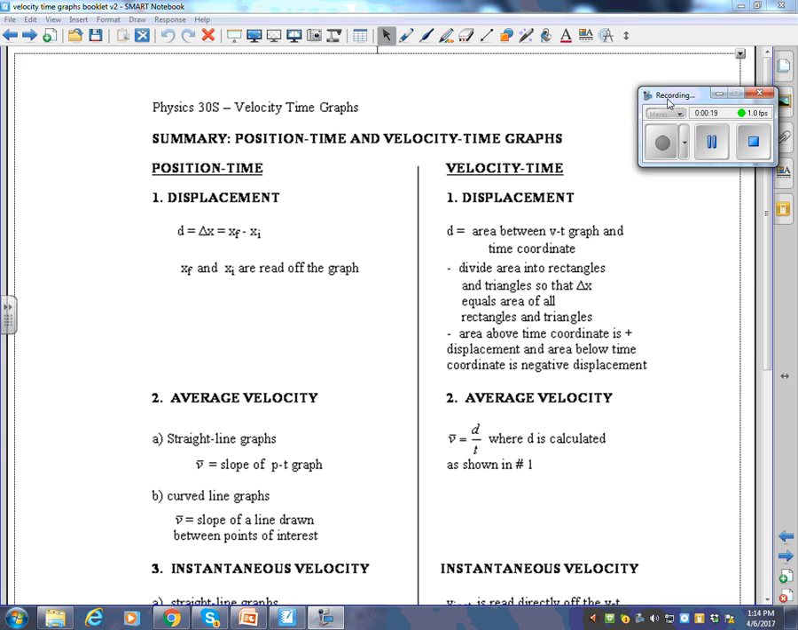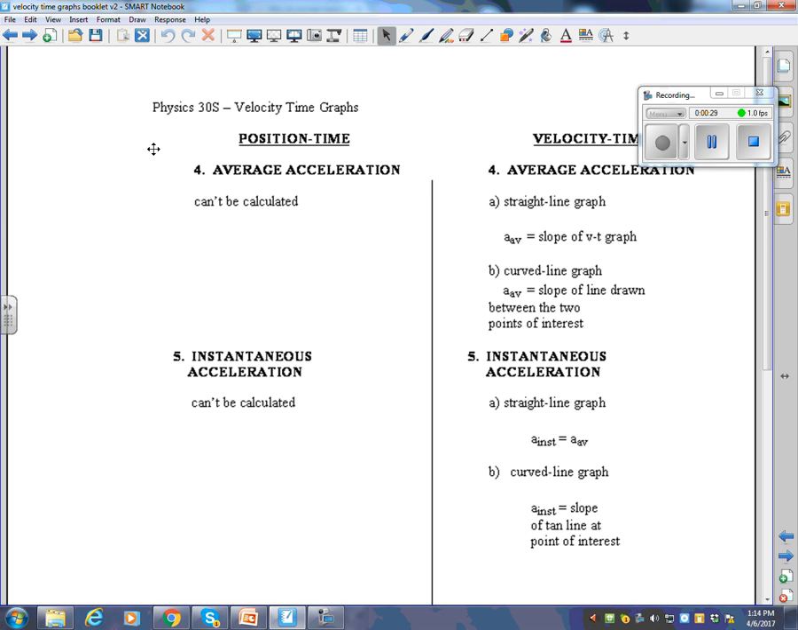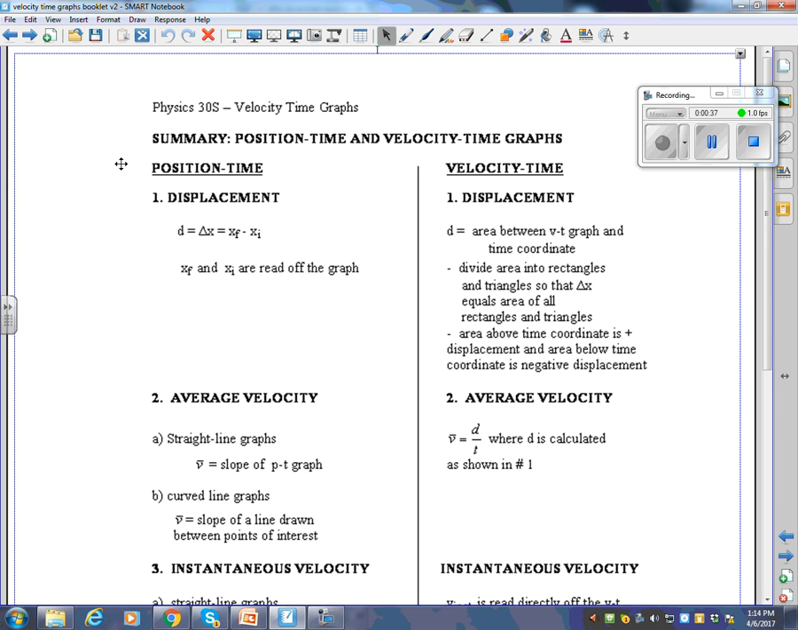What you'll see down the left-hand side says position time graph. Does it say the same thing on the next page too? So I'm going to be going down the left-hand column. I'm not going to be doing a lot of talking today. I only really need your attention for about maybe 5 or 6 minutes.